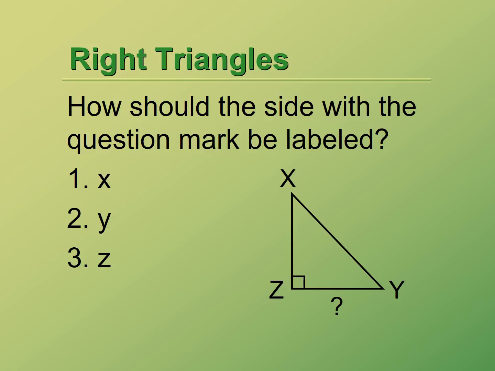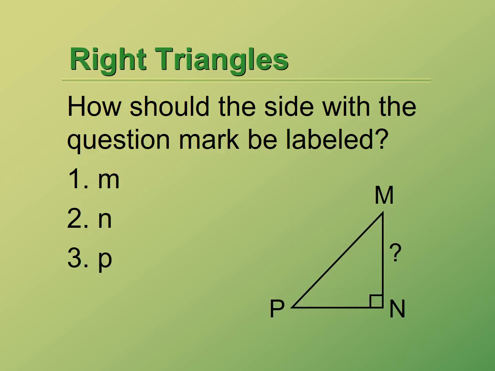All right, here's another practice problem. How should this side right here be labeled? So it's the side between Z and Y, and it's opposite of angle X, which means we need to label it with a lowercase x, and it will be side X. Here's another one. So this side is opposite of angle P, which means that it needs to be labeled with a lowercase p, which is option 3.